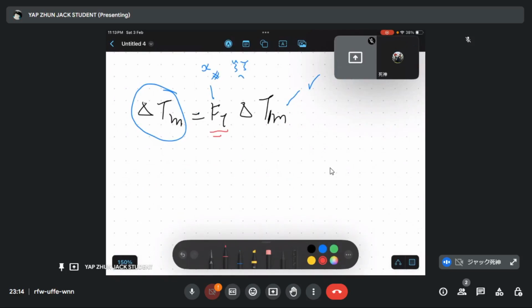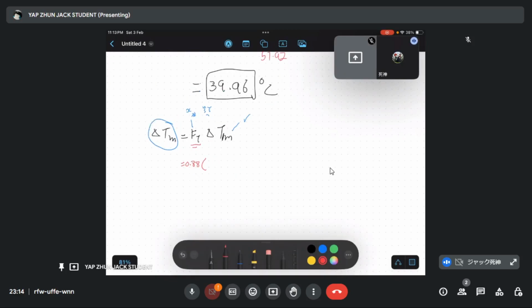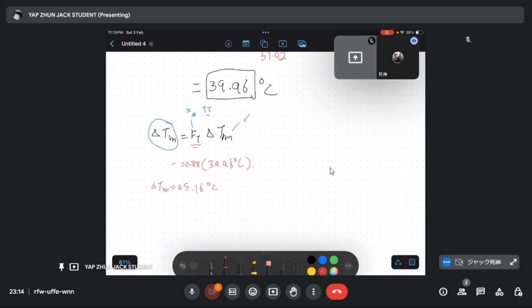0.88 times your change of your TLM, 39.96 degrees Celsius, equals your TM. So your change of TM actually, use your calculator. I get 35.16 degrees Celsius. Okay, if you get this, congratulations, you can go on for another part.